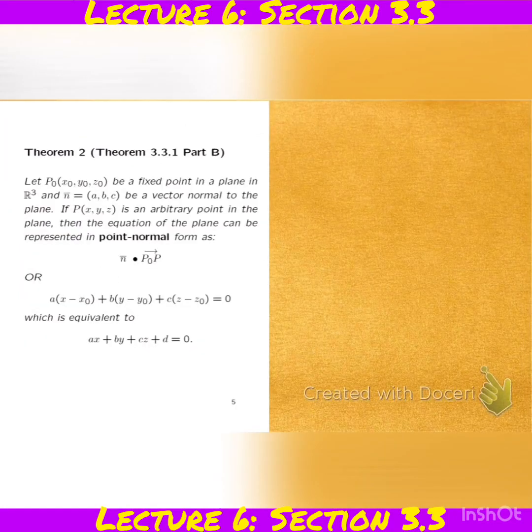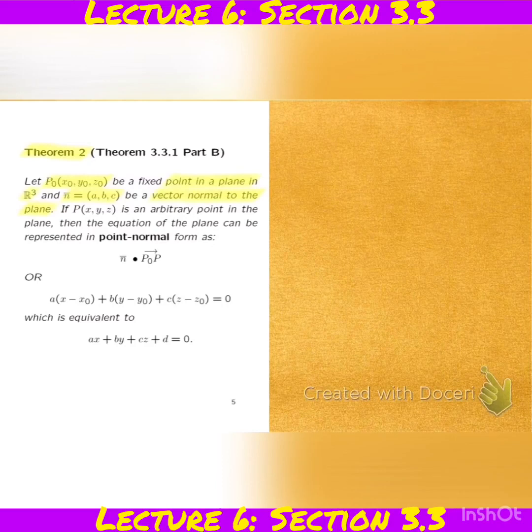Okay, next we have Theorem 2, which gives us the ability to calculate the equation of a plane. Again, it's the same type of argument that you use. You pick a fixed point on the plane, x0, y0, z0, in R3. And then you have the normal vector, which is the vector that is perpendicular to the plane. So just like you did with a straight line, you do with a plane. It means the vector n is perpendicular to the plane.